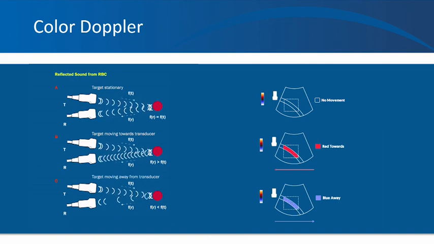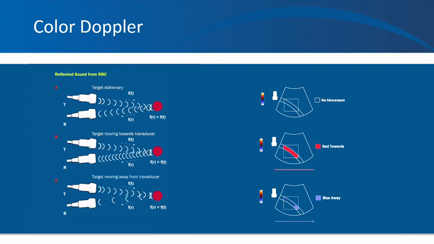Doppler ultrasonography is used to detect blood flow and is based upon changes in the frequency of the reflected signal from small moving structures, such as red blood cells, that are intercepted by the ultrasound beam. If the object is stationary, like here, say the red blood cell is not moving, the reflected frequency is pretty much similar to that of the transmitted frequency. But if the object is moving towards the transducer, the reflected frequency is higher than the transmitted frequency, and that is represented on the screen as red color. And if the object or the RBC is moving away from the probe, the reflected frequency is lesser than the transmitted frequency, and that is reflected on the screen as blue color.